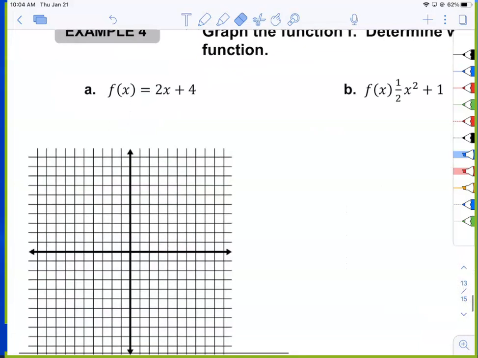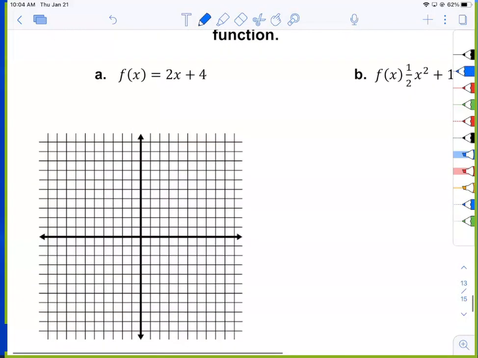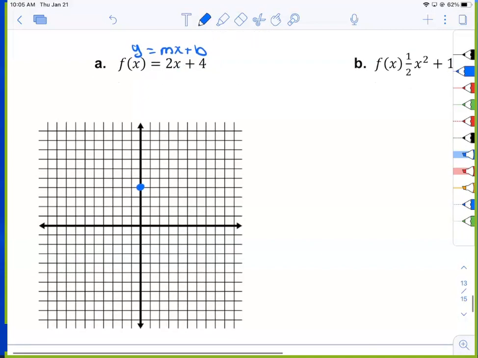So for part A here, this is actually just a linear function. Hopefully you remember how to graph these. Y equals mx plus b, where b is your y-intercept. So if you go up to 4, that's my y-intercept. And then my slope is 2, meaning go up 2 over 1. So from that y-intercept, up 2 over 1, up 2 over 1, up 2 over 1.